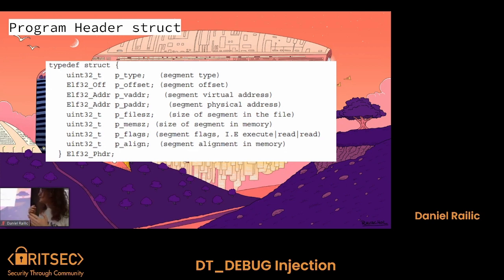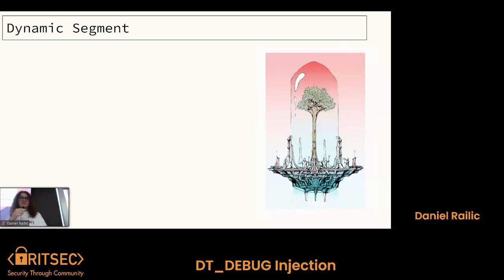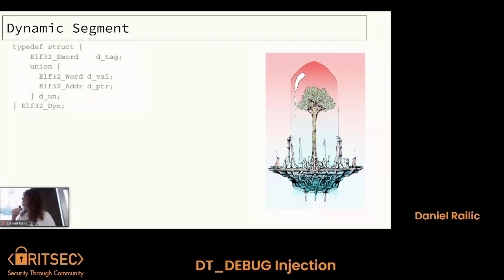So pretty much, you have your ELF, you go to the program header table, you parse through it until you find the dynamic entry, and that's where you want to be. That takes you to the dynamic segment, which looks like this. The dynamic segment has an array of these Elf64_Dyn structs, okay?